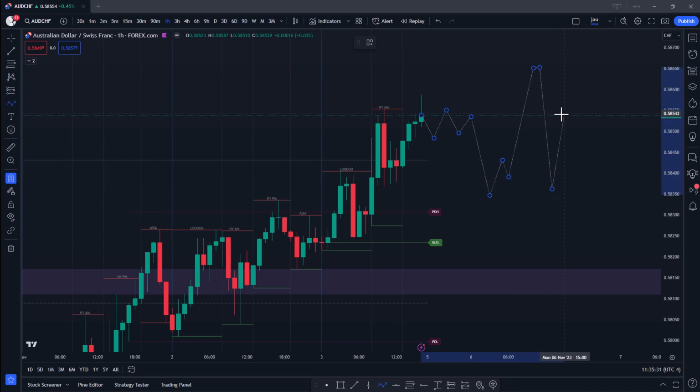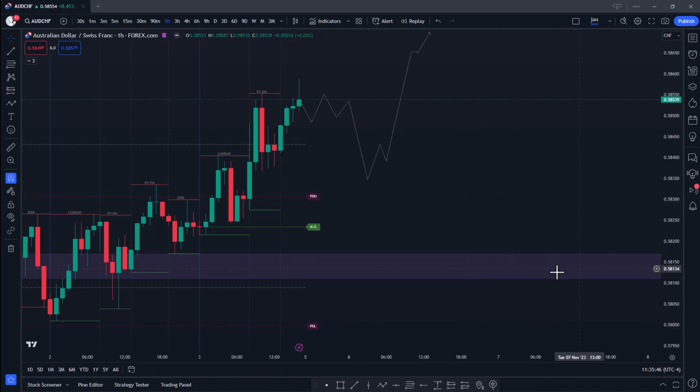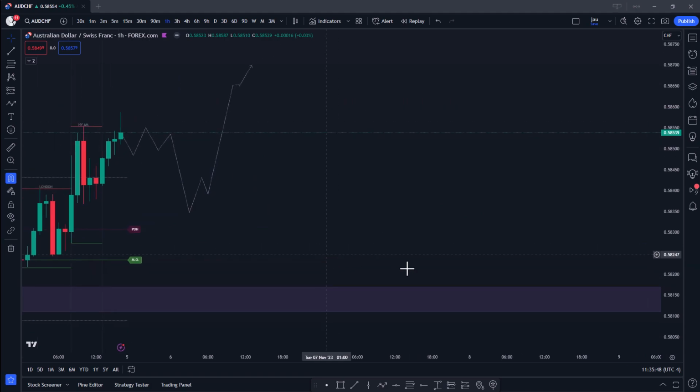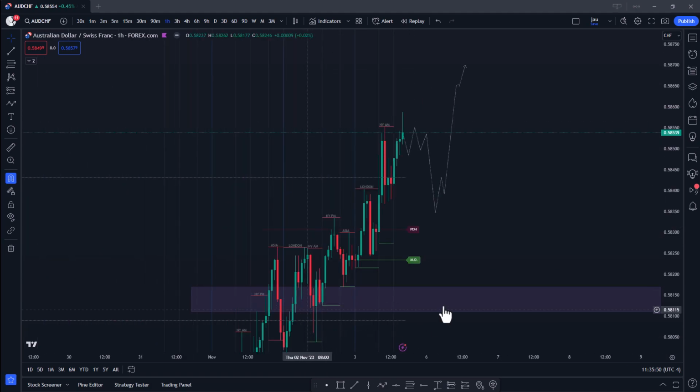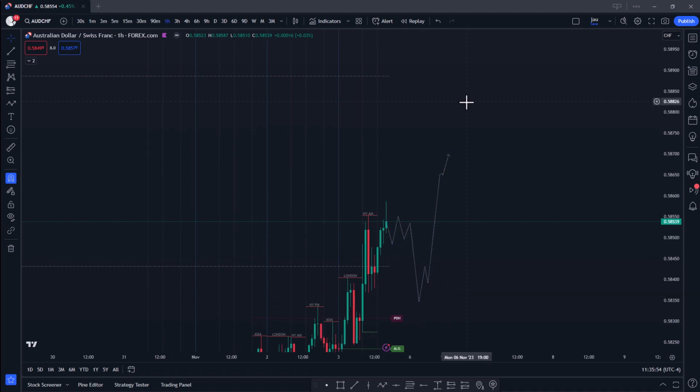So we might get something like that, not ignoring this part of price. We might get something like so, trading into this and then pushing higher. So we might not even come back into this daily buy side imbalance, this daily fair value gap residing here. We might just do a quick continuation to the upside. So this is what I would like to see on the Aussie Swiss going into next week.